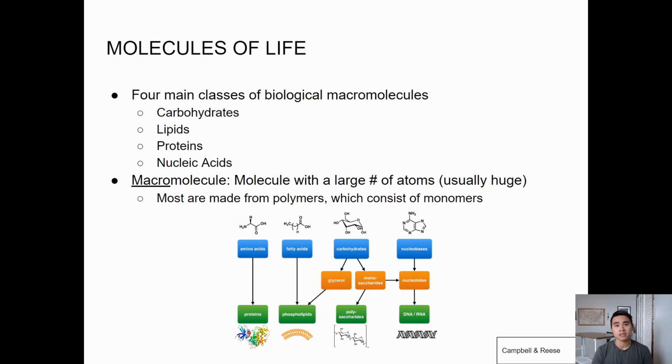Okay, so to start, molecules of life. There are four main classes of biological macromolecules: carbohydrates, lipids, proteins, nucleic acids. If I say carbs, I mean carbohydrates. So macromolecules, you can break up that word. Macro means large. It's a large molecule made up of a bunch of atoms. So it's usually huge, and they consist of polymers, which consist of monomers.